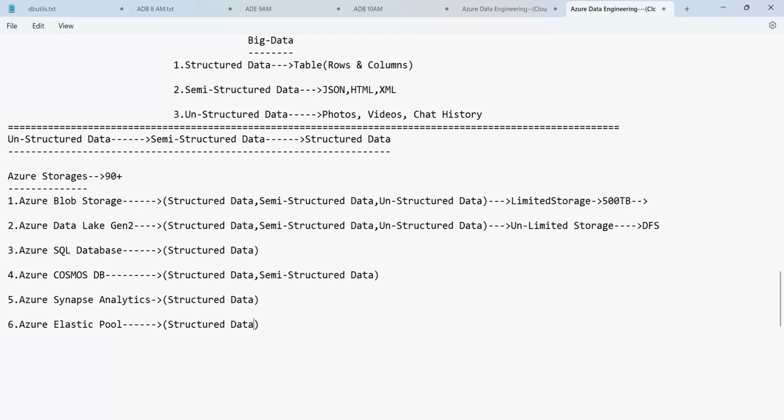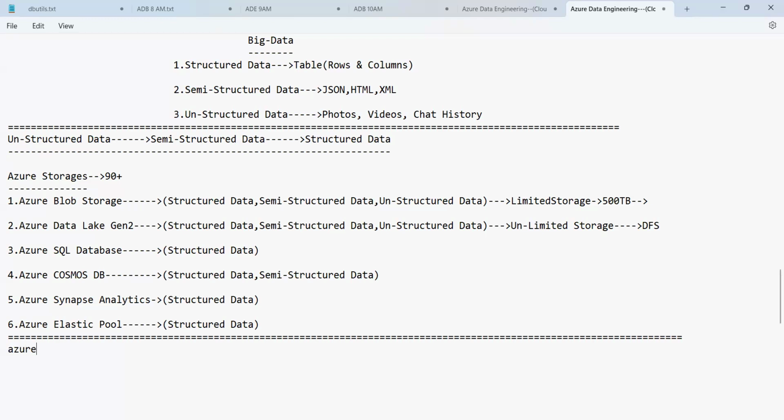So likewise, you have 90 plus storages. Tomorrow we will discuss how the 90 storages appear. Meanwhile, I request all of you to create the logins. First of all, you have to go to azure.com. Then you have to give your mail ID, your mobile number, and your debit or credit card details, which will take only 2 rupees from your card to create the subscription.